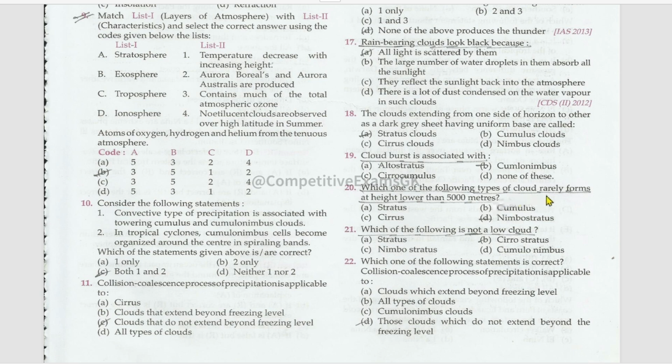Which one of the following types of cloud rarely forms at a height lower than 5000 meters? That is nimbostratus. Which of the following is not a low cloud? That is cirrostratus. Other than cirrostratus, all of these are low clouds.